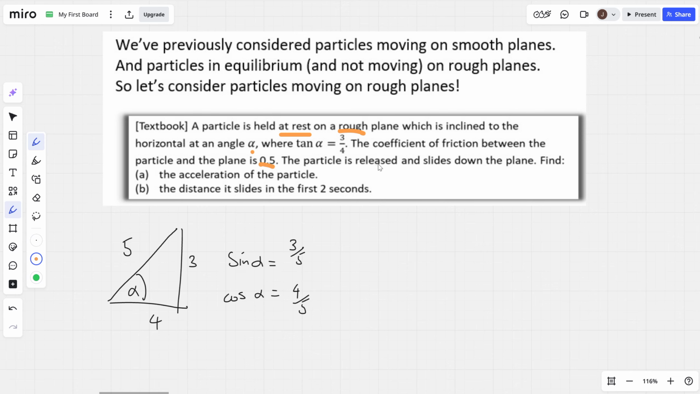The particle is released. Well, that's why I actually underlined rest before, because what's probably going to happen is we're going to have some sort of Suvat scenario, and we're going to have something starting off at 0 and then developing some velocity as it goes down the slope, okay? Find the acceleration of the particle. Okay, so what's going on here?